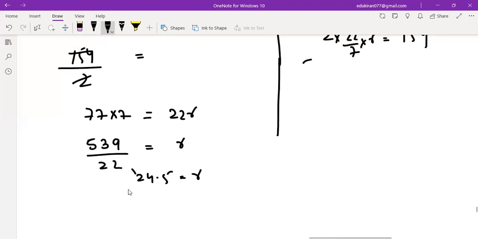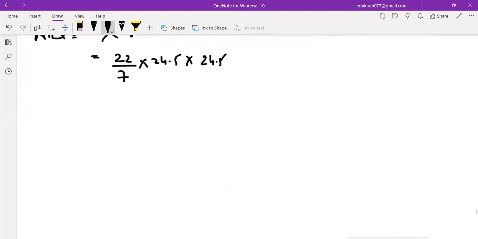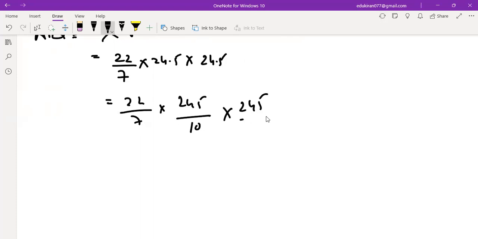If you have the radius, you can find the area, which is pi r square. So pi is 22 by 7 multiplied by radius 24.5 multiplied by 24.5. Then it would be 22 by 7 multiplied by 245 by 10, I think this is like the previous one only. 7 3s are 21 and 7 5s are 35.